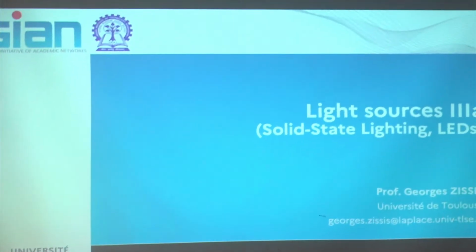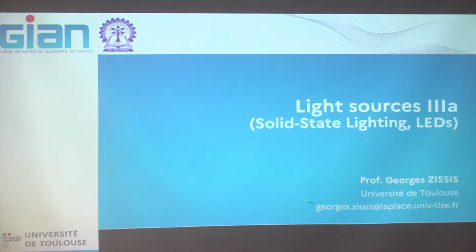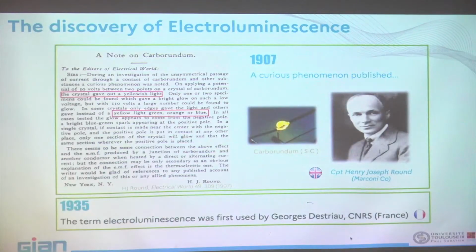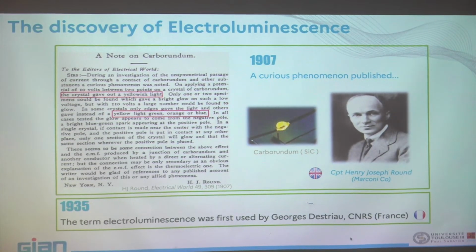The luminescence was the LEDs, but in fact you have to be very careful with the word revolution, because historically speaking, the revolution is rather old. In fact, the first paper speaking about luminescence from semiconductors is from 1907 and was published by this guy, Captain Henry Joseph Round, who was the number 2 of the Marconi company in the UK.